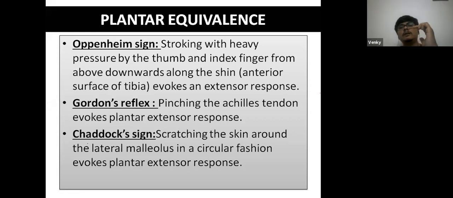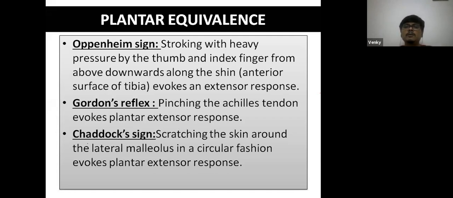See how you should do it: you just flick. You hold like this, and flick the distal part of my finger. Give a flicking action. Normally, there won't be a response. In case of an upper motor neuron tract lesion, if you flick the distal part of the finger, there will be associated flexion and adduction of the other fingers. You can see it like this. This is called the Hoffmann sign.